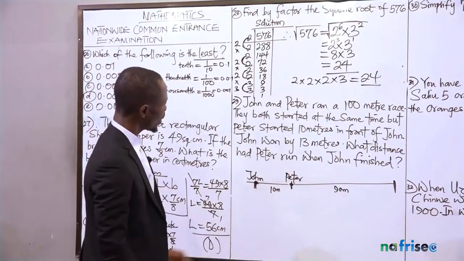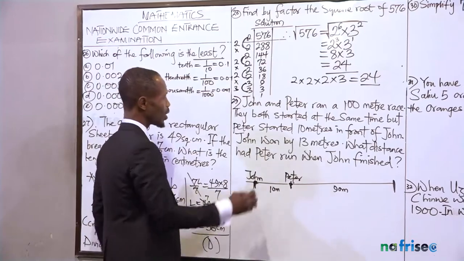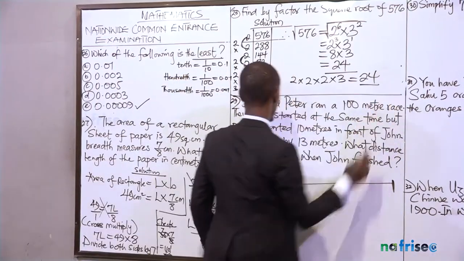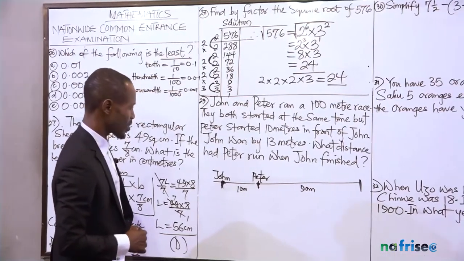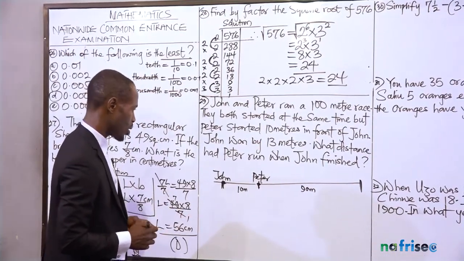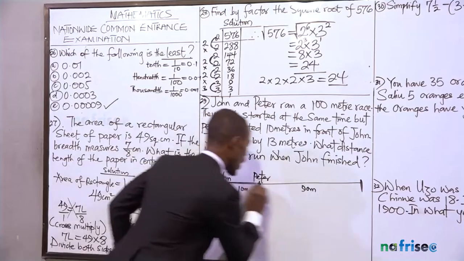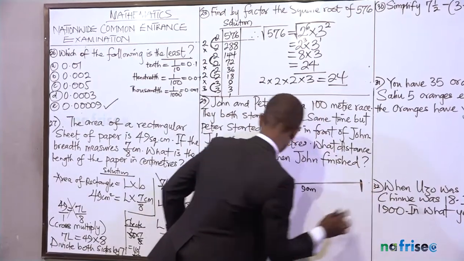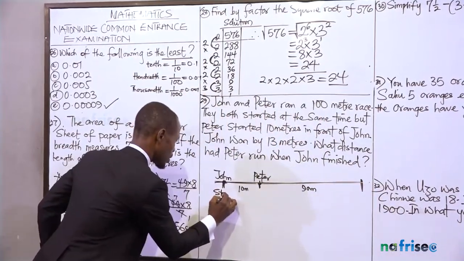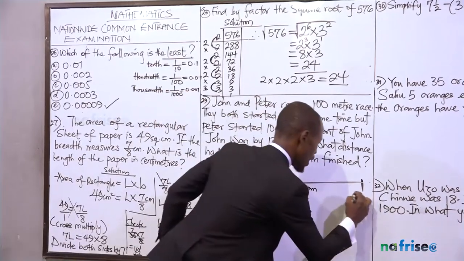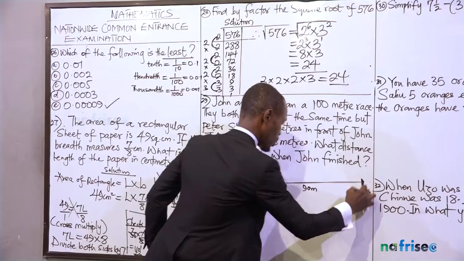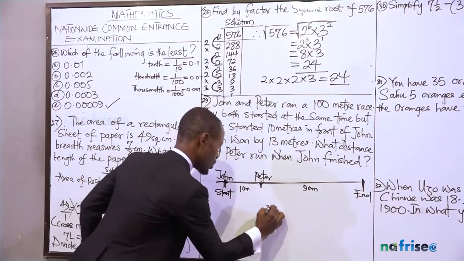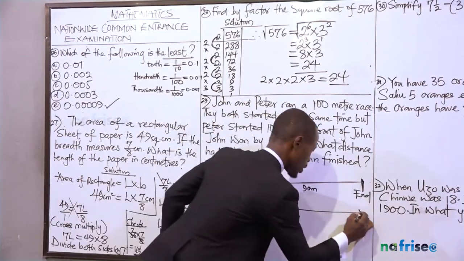Okay, so now John and Peter ran a 100-meter race. They both started at the same time, but Peter started 10 meters in front of John. So let's now say the whole of this line is a start point. This is where they're supposed to start, and this is where they're supposed to end. So that means the whole of this from here to this spot should be 100 meters. Let's look at it like this.